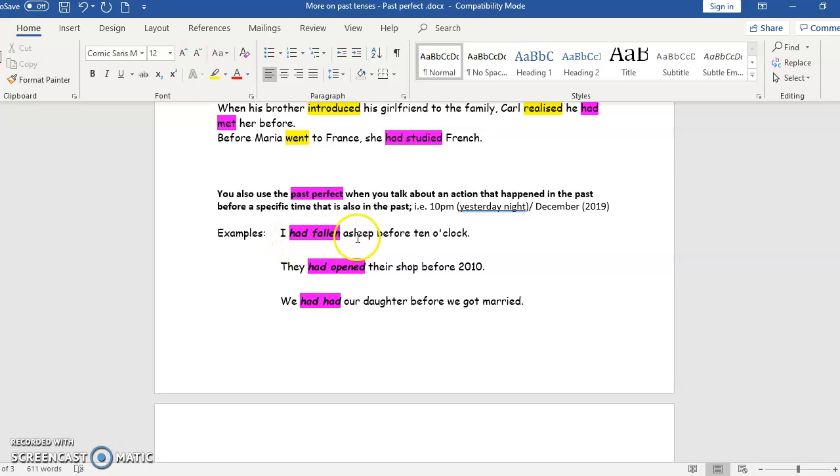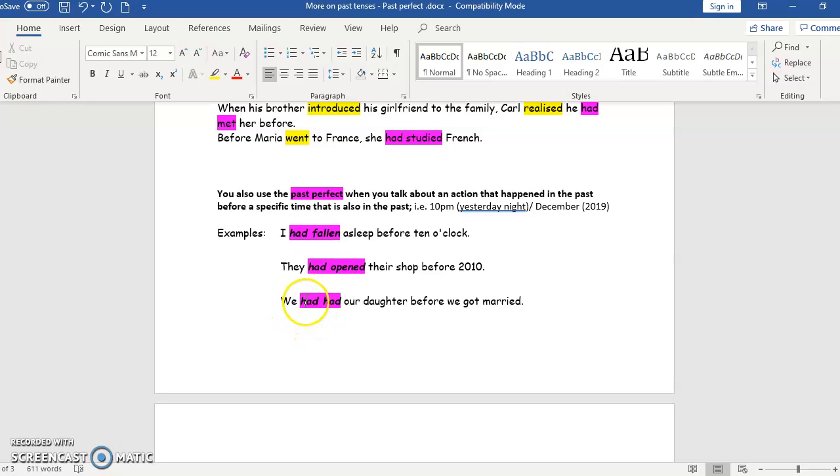I had fallen asleep before 10 o'clock. Of course, I'm talking about last night. I was so tired, I had fallen asleep before 10 o'clock. They had opened their shop before 2010. So 2010, a time in the past, 10 years ago. Before that even, they opened the shop. So remember, it happened before a specific time.